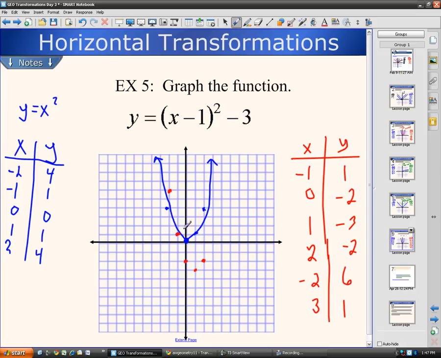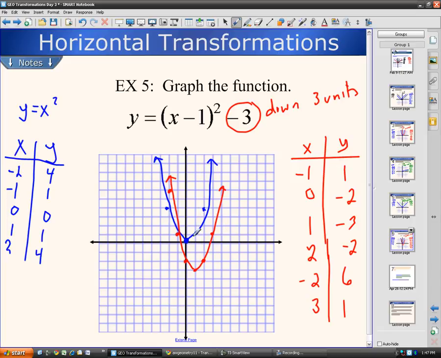Now, let's look at what happens translation-wise according to this. Well, here is a number outside the function. Outside the function is the same direction. This says I go down 3 units from the parent function. So down 3 units. Did I go down 3 units? 1, 2, 3. Yes, I did. There's the bottom of my graph.